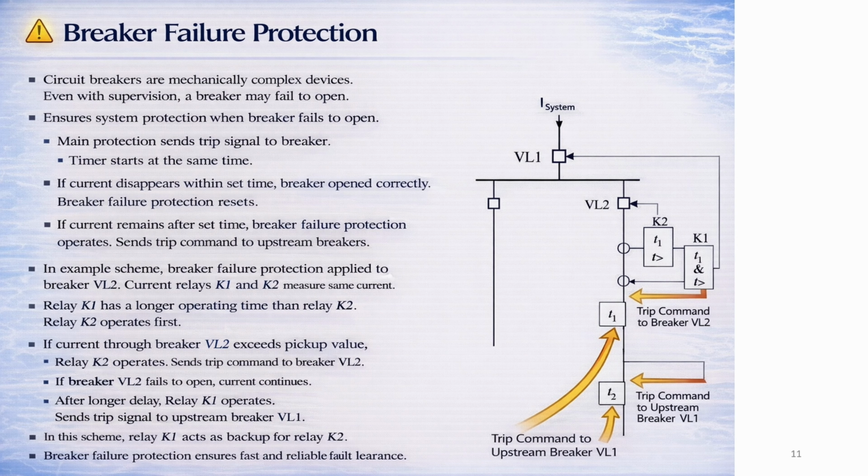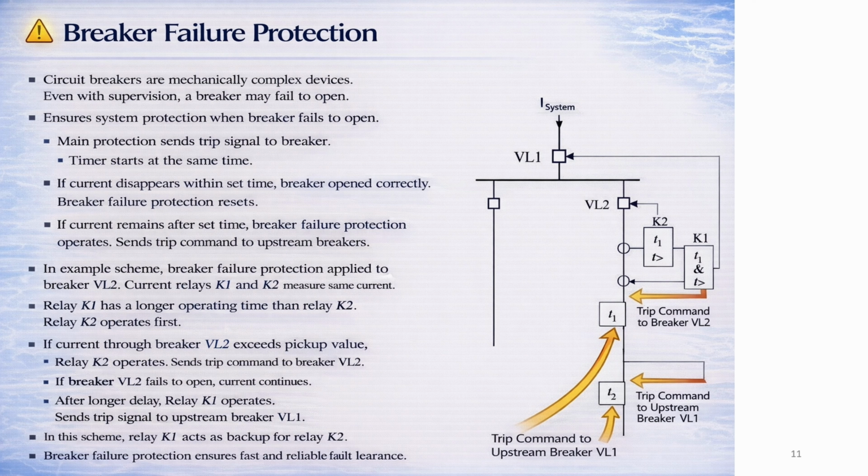The operation principle is simple. The main protection sends a trip signal to the breaker. A timer starts at the same time. If the current disappears within the set time, the breaker opened correctly. Breaker failure protection resets. If the current remains after the set time, breaker failure protection operates. It sends a trip command to the upstream breaker.